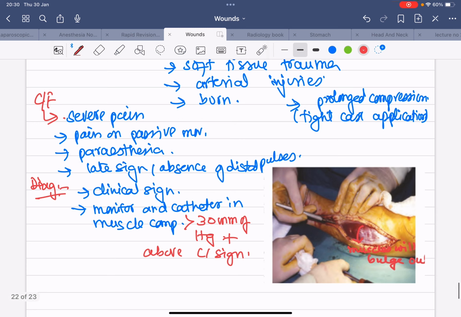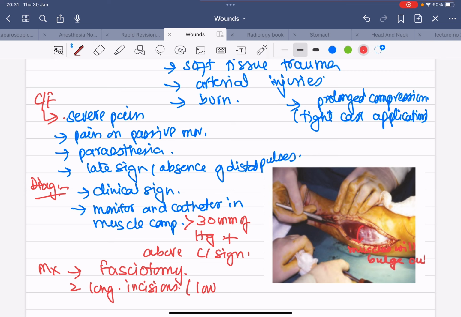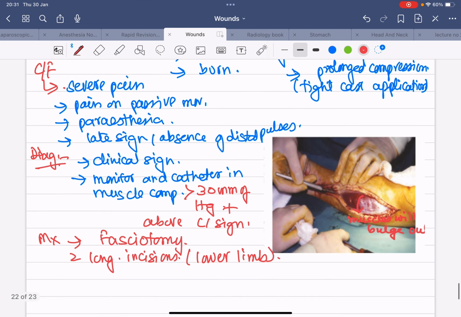Okay, and how are you going to manage this patient? So the management of this patient is fasciotomy. So what is fasciotomy? You are going to make longitudinal incisions, as you can see in this diagram. So you are going to make two longitudinal incisions, especially in the lower limb, because it is most commonly seen in the lower limb. You have to release that pressure.